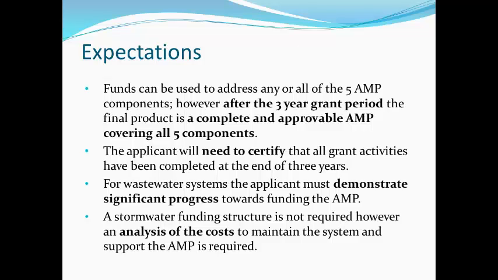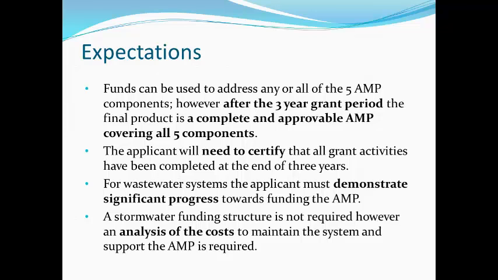Expectations. There are several expectations of the applicant. The first is that after a 3-year grant period, there is a complete and approvable asset management plan that covers all 5 of those components we talked about earlier. The second is that the applicant will need to certify that they have completed all those grant activities at the end of the 3-year period. The applicant must demonstrate that they've got significant progress towards funding the asset management plan.